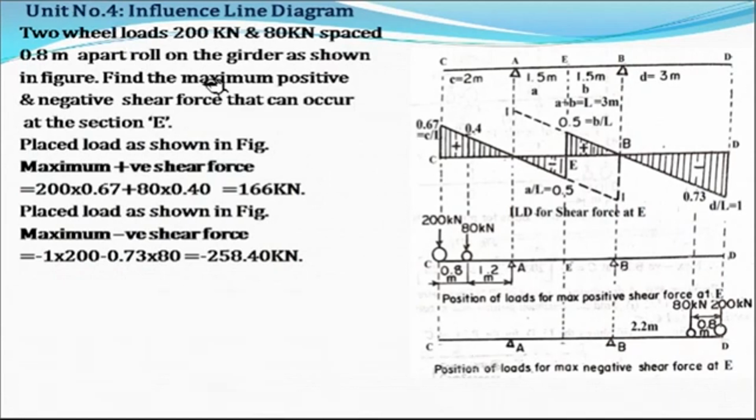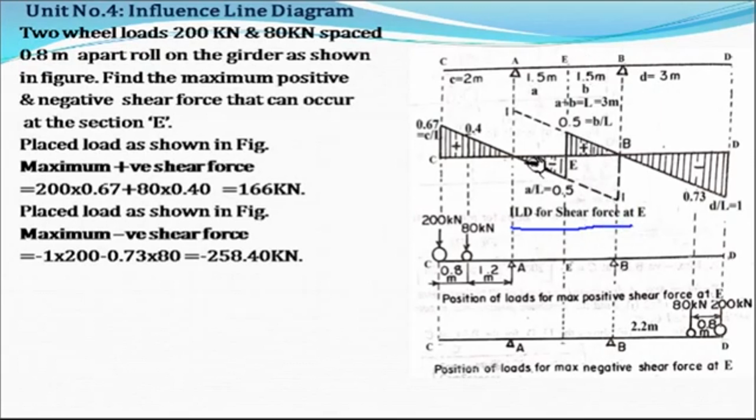Okay, next numerical. Two wheel loads 200 kilonewton and 80 kilonewton spaced 0.8 meter apart roll on the girder as shown in the figure. They are told to find out the maximum positive and negative shear force that can occur at the section E. Okay. Now here first you have to draw the influence line diagram for shear force at the given section E.